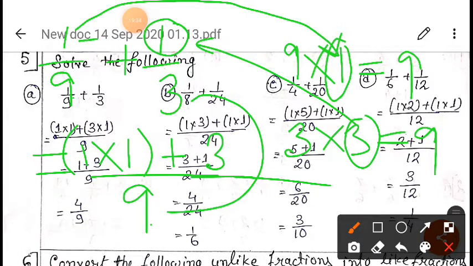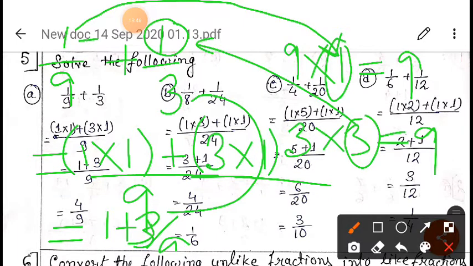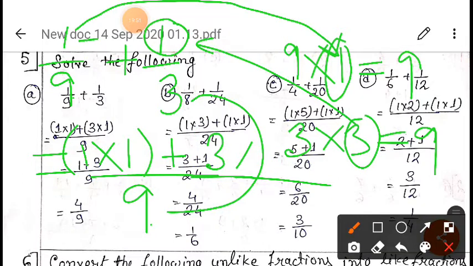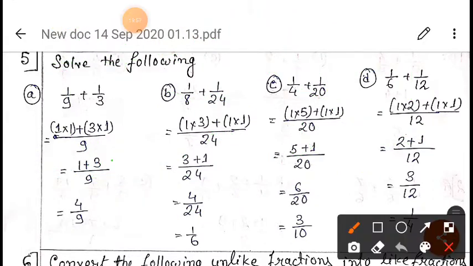3 into 1, right? I hope you understood this. So 1 into 1 is 1, and 3 into 1 is 3. So what we will get here, as you can see, is 1 plus 3 by 9, which is 4 by 9. I hope you are understanding how we have to do this, right?